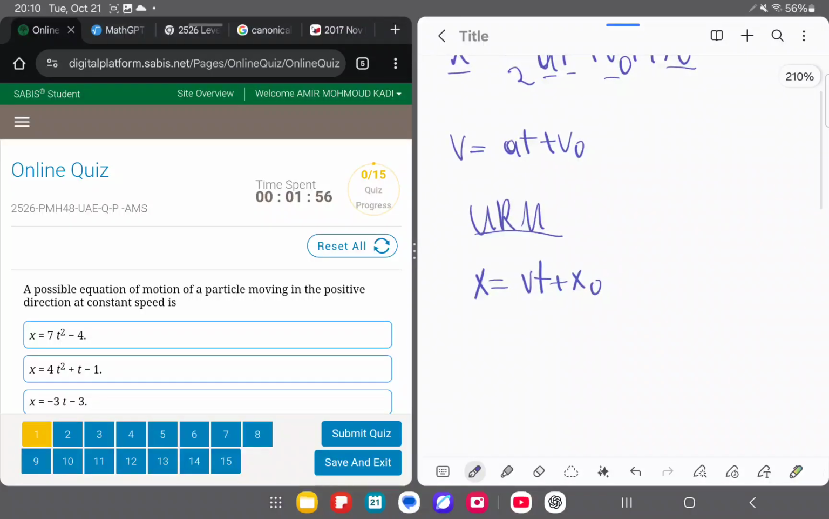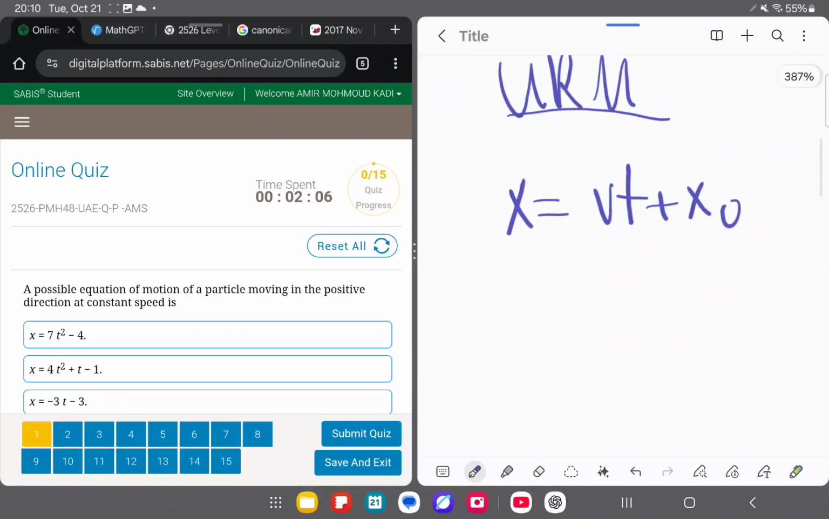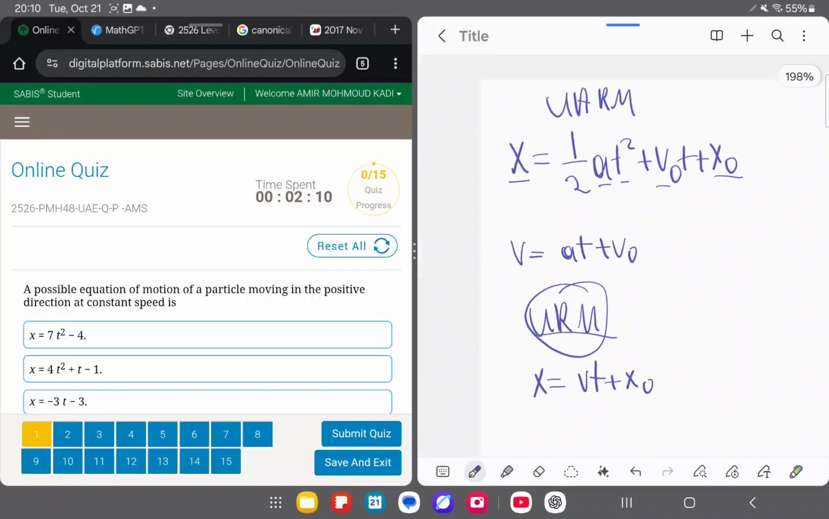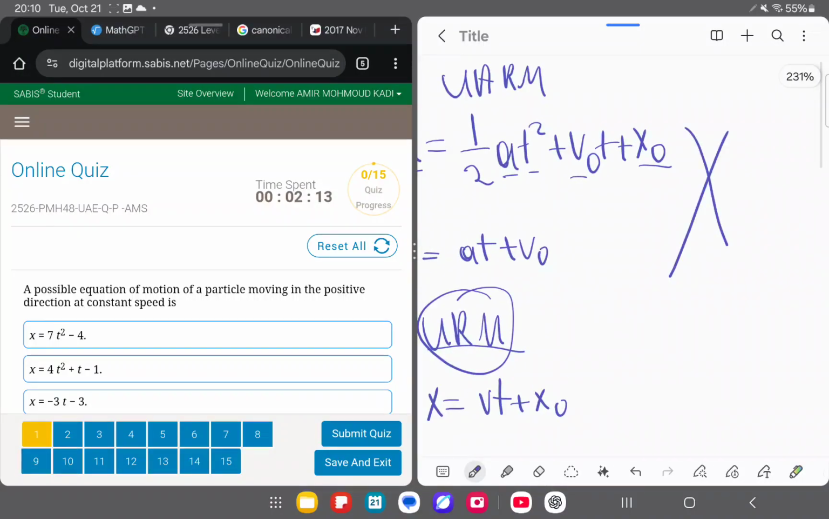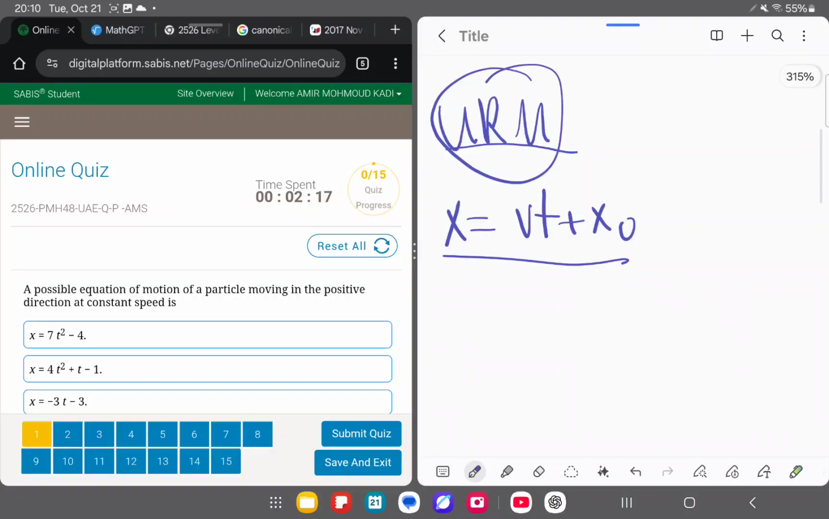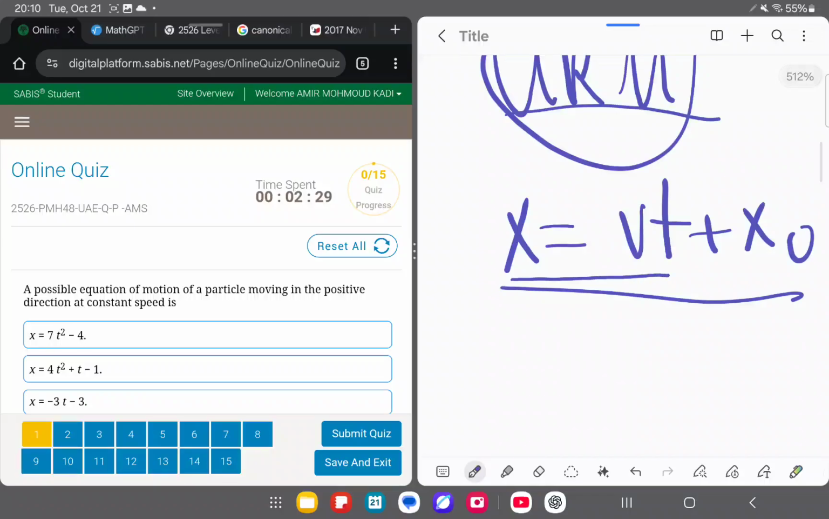Okay, well over here, when there's a constant velocity, meaning that it's constant speed in the positive direction, that means it's uniform rectilinear motion, meaning that we'll be excluding the UARM formulas. We're only left with X equals Vt plus X0. Now, over here, they don't state that it has initial position, but that doesn't matter because the main idea is X equals Vt.